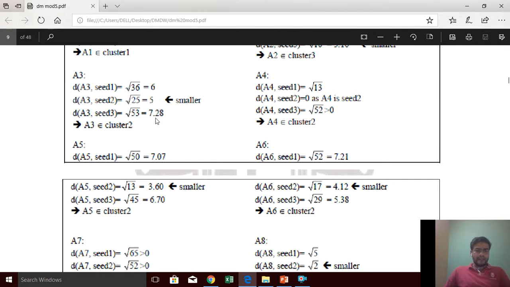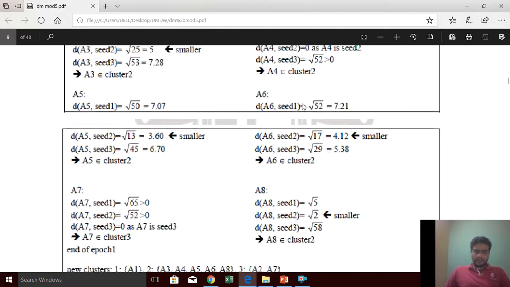That is 6, 5 and 7.28. So out of these three values, which one is small? A3 to A4. So A4 is cluster 2, so A3 belongs to cluster 2. Similarly, A4 to A1 is root of 13, A4 to A4 is 0, A4 to A7 is root of 52. So A4 belongs to A4 itself, that is cluster 2.